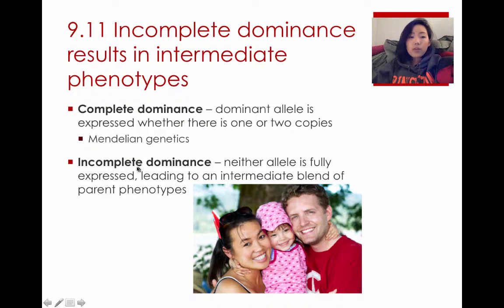So in the other one, incomplete dominance, this is when you have a heterozygous individual, which has both a recessive and a dominant allele. Neither of them is going to be fully expressed, and they kind of blend into each other in terms of appearance. So you get something that's kind of intermediate. You'll notice, for example, this daughter right here doesn't look fully Asian and doesn't look fully Caucasian, so it's kind of an intermediate, and that's how you could think of incomplete dominance.